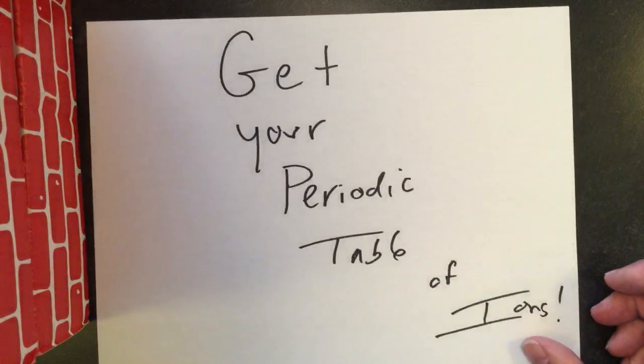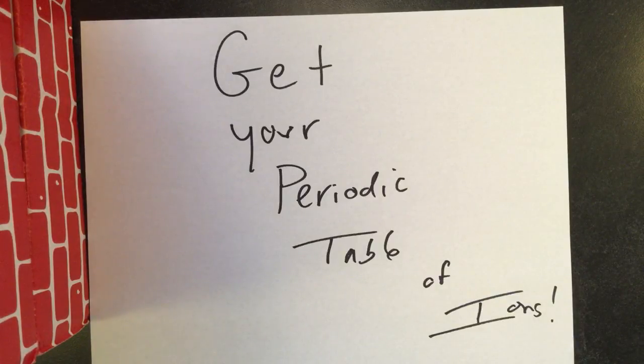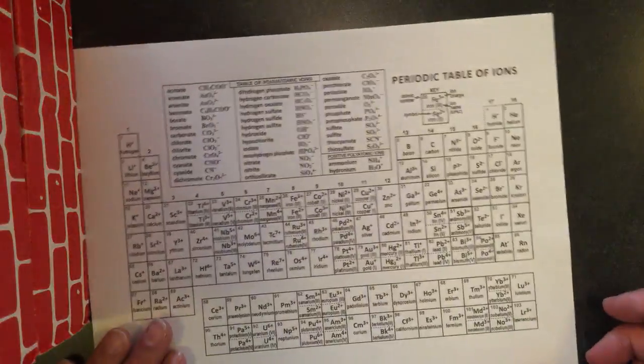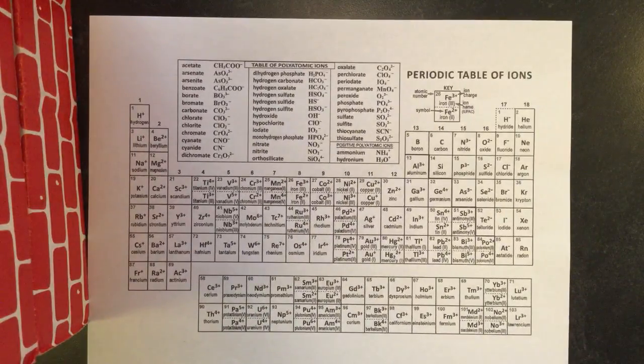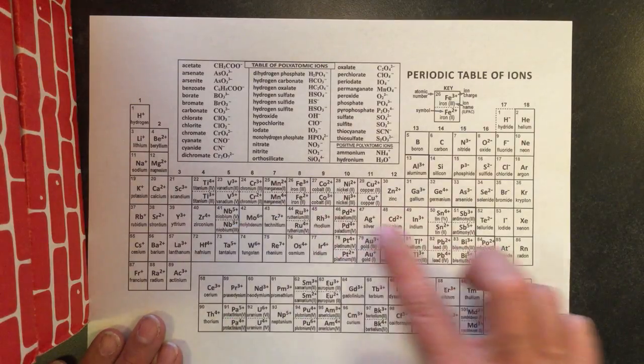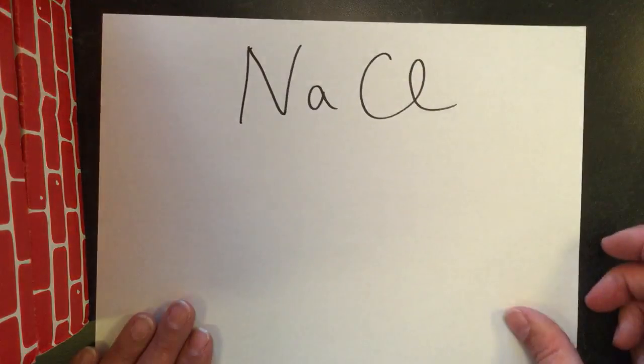Can't do this unless you have them memorized, which, by the way, if you do enough of these, you will memorize them. You've got to get your periodic table of ions. What's that? I don't remember. Sure you do. It's a nice little chart that lists the atoms when they become ions and what charges they have. Good link for it along with this video. I would get one and print it out. Makes life much simpler. Let's get started.